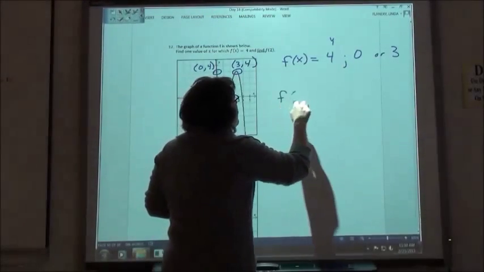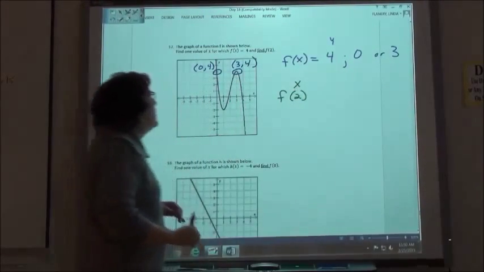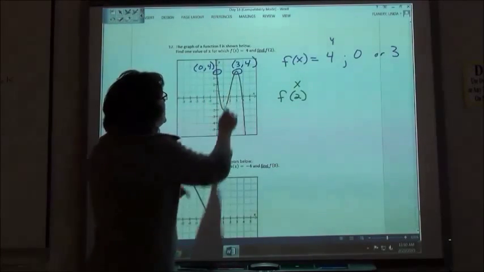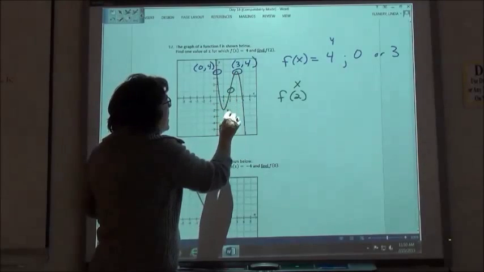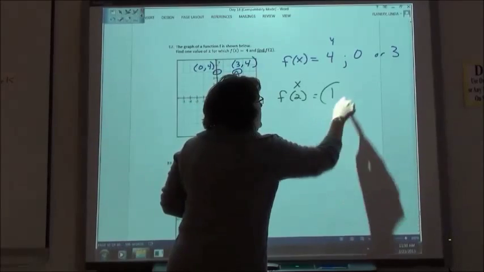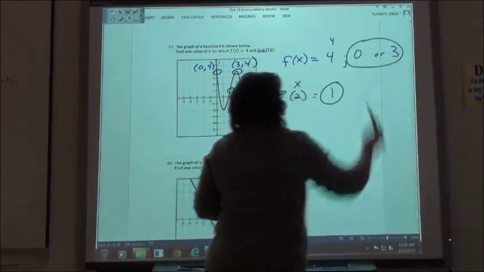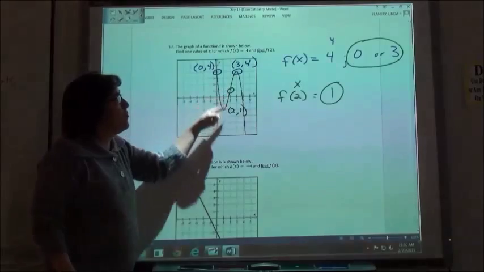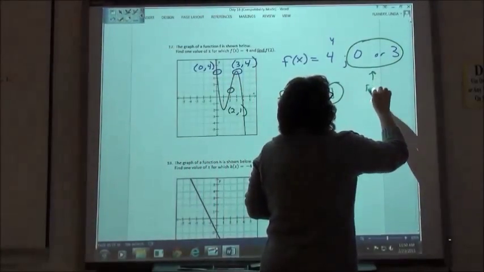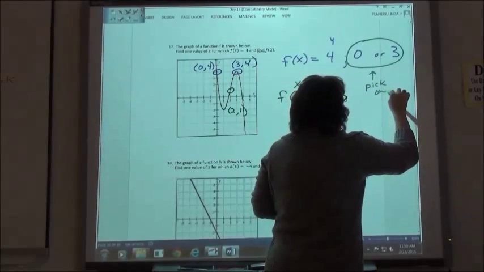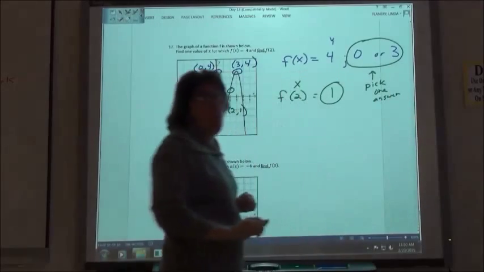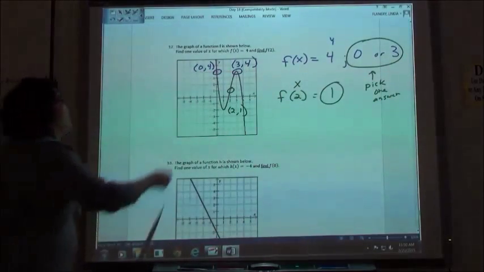If I'm finding f of 2, that means that's my x value. So I look at my graph. X equals 2, but I've got to hit my graph, so I'm touching this point right here. The coordinates of that point are 2, 1. So 1 is going to be the value that you put in there. I'm just going to put a little note here: pick 1 answer. Don't put them both in, just put one of them in, because it just says find one value.